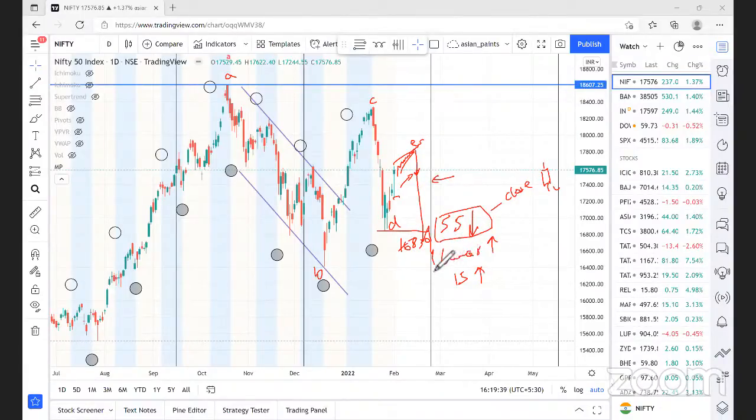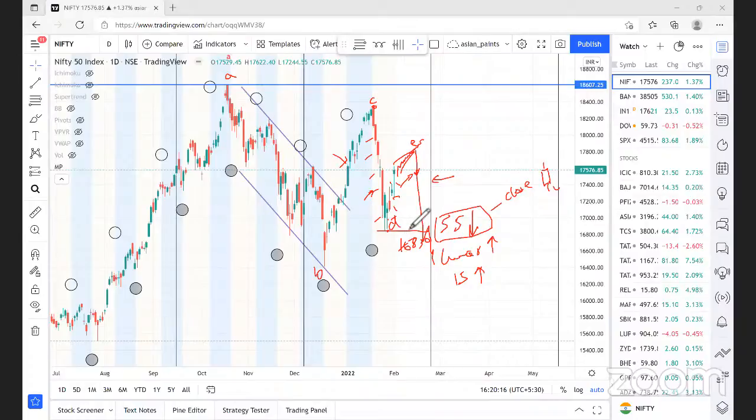Okay, so the E leg can be faster than D, possibly. Ideally, it should be slower. But looking at C, looking at D, and now looking at the E leg, I'm not ruling out that it should take 50% of the time also. So this C D leg, which started from here and completed here, how many candles did it take? Let's count the candles. 1, 2, 3, 4, 5, 6 candles. Against these 6 candles, how much time have we taken? 1, 2, 3. We have taken 50% of the time already.